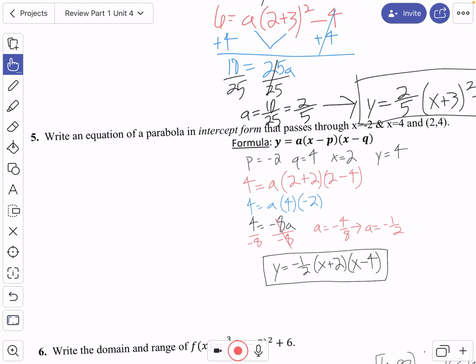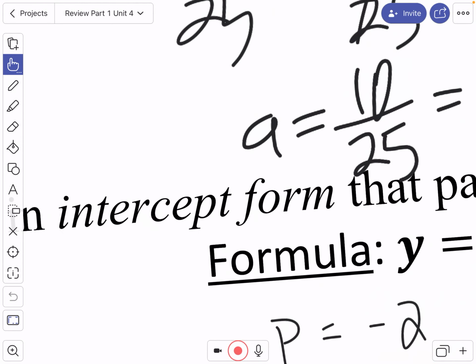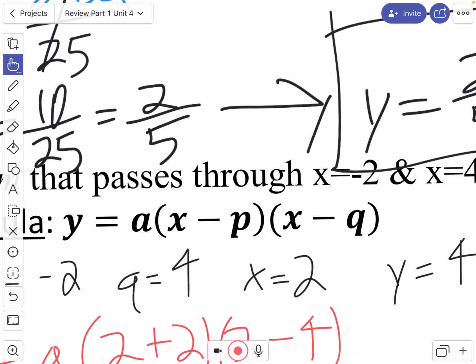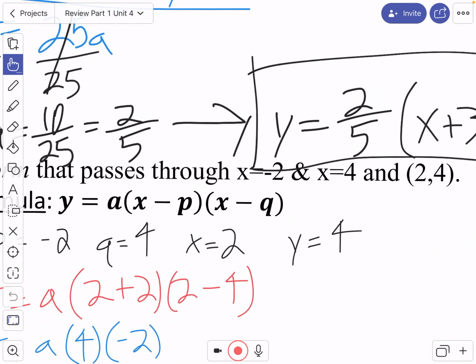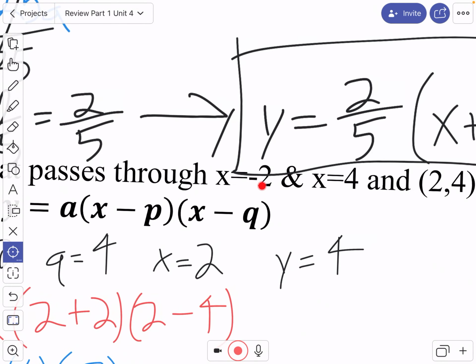So question 5 says write an equation of a parabola in intercept form. So intercept form uses this formula right here. So there is no h and k. So what you do need is you need these p and q values, and then you'll need to figure out your a value. So it says it passes through x equals negative 2 and x equals 4.